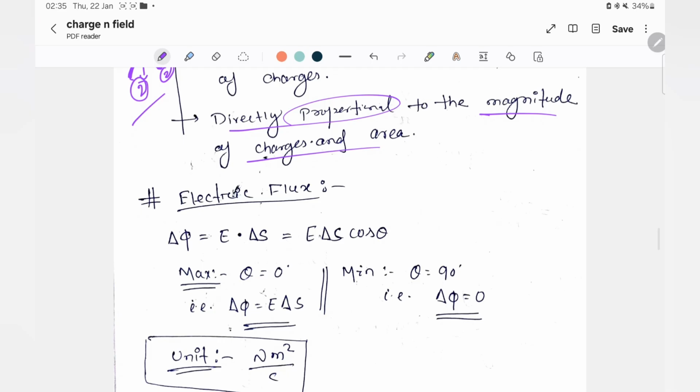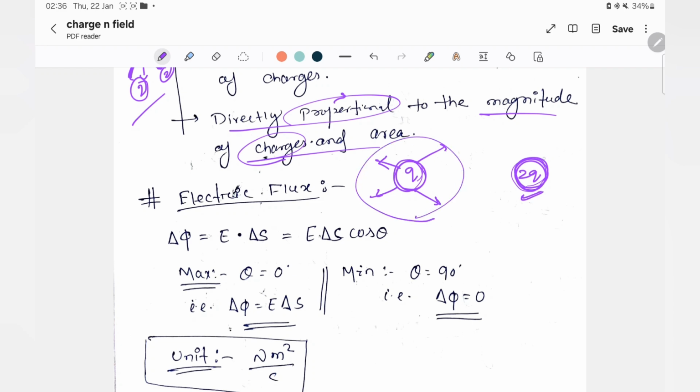What do you mean by this? The electric field lines are directly proportional to the charge. If we have a charge q here and a charge 2q here, whose magnitude is more? 2q, right? So this will emit more field lines than the q charge. If the q charge emits 4 lines of force, the 2q charge will emit 8 lines of force. So the lines of force are directly proportional to the magnitude of the charge. More charge, more lines of force.